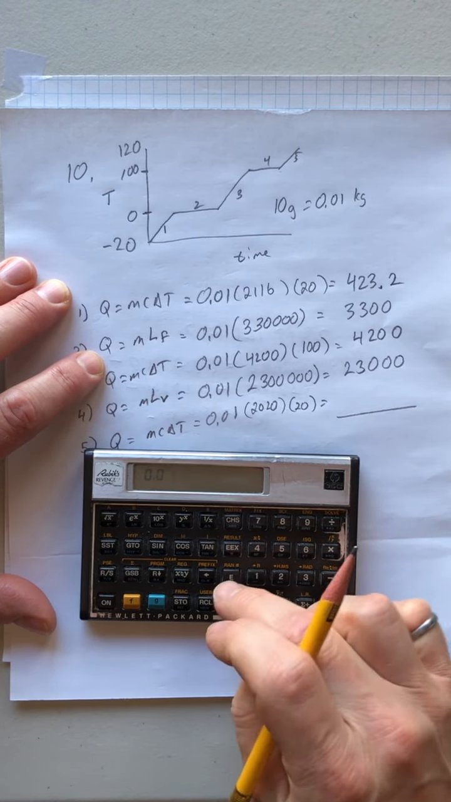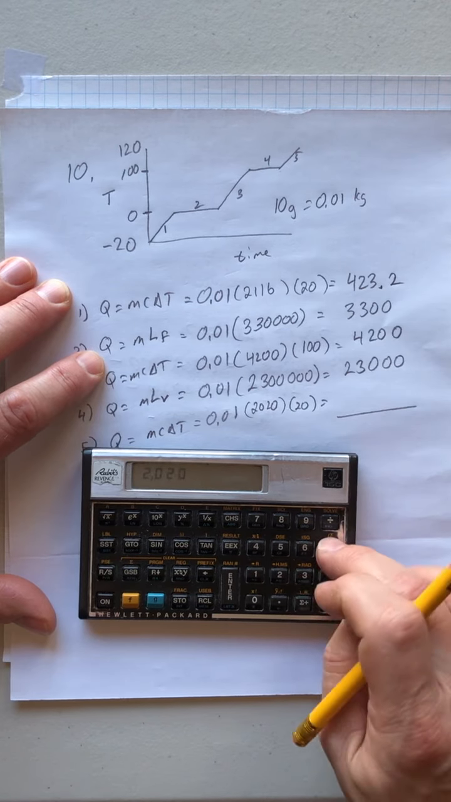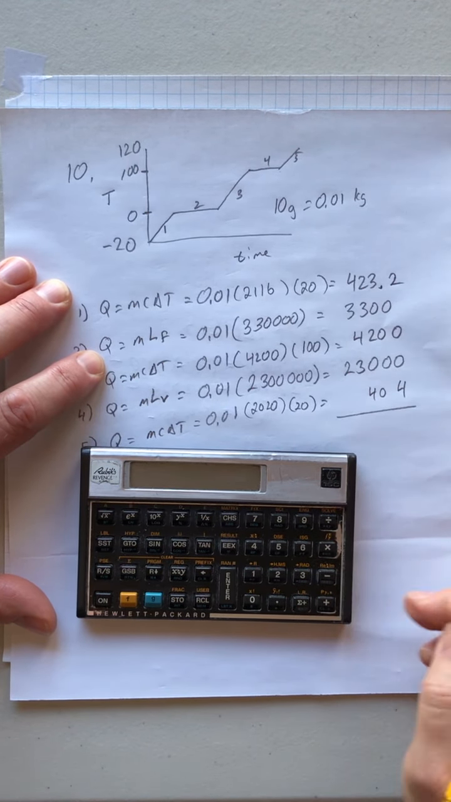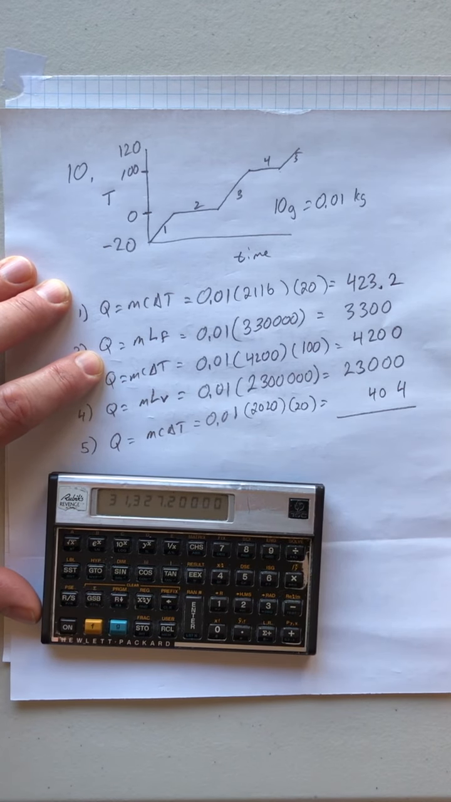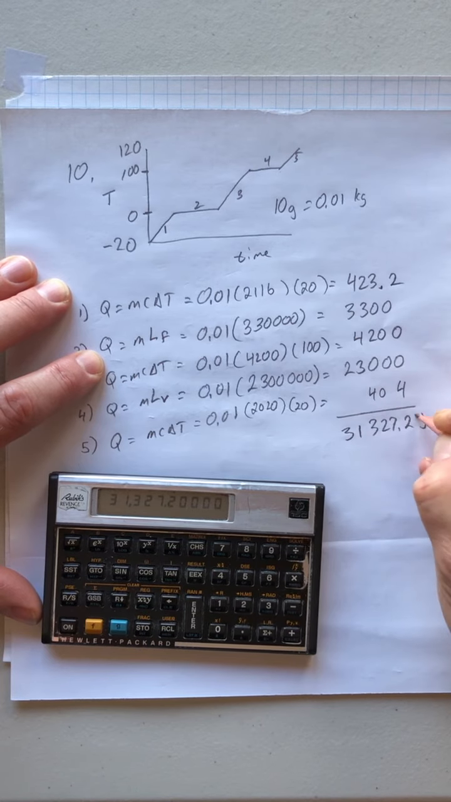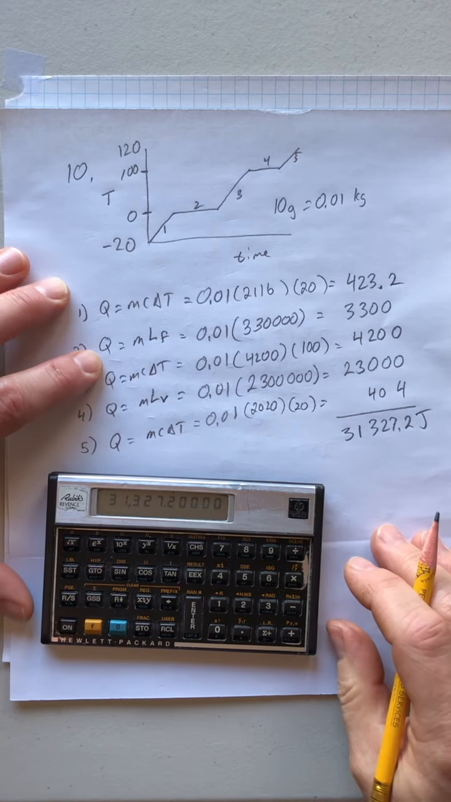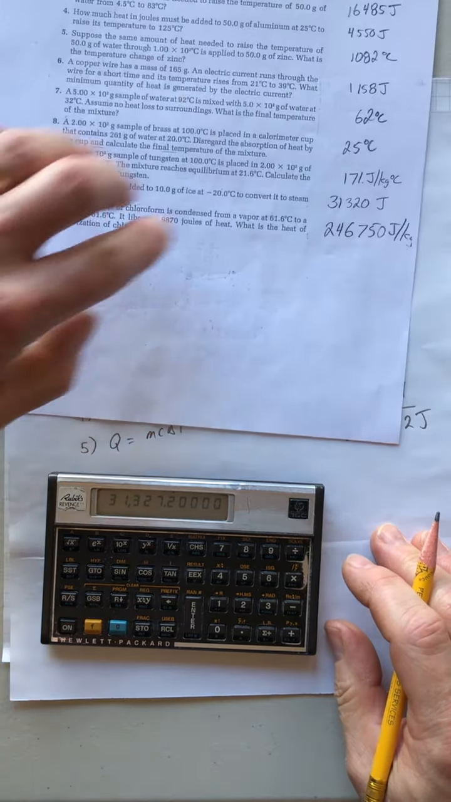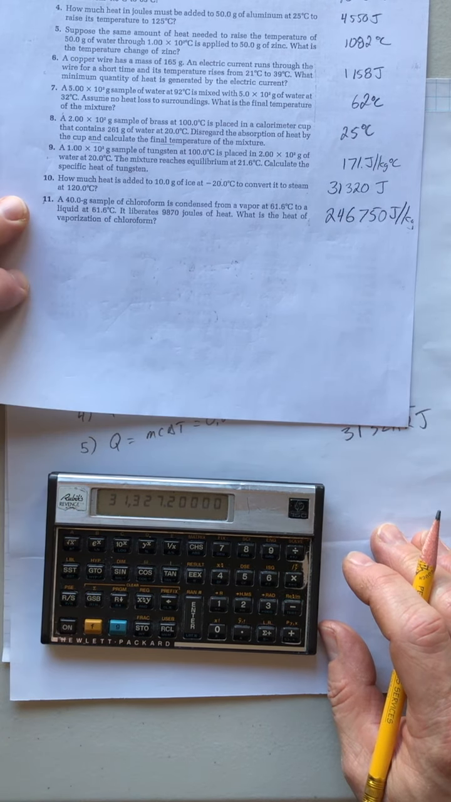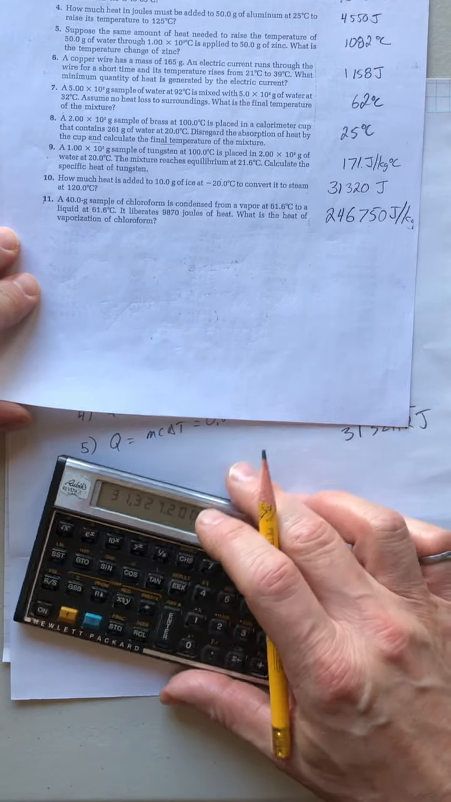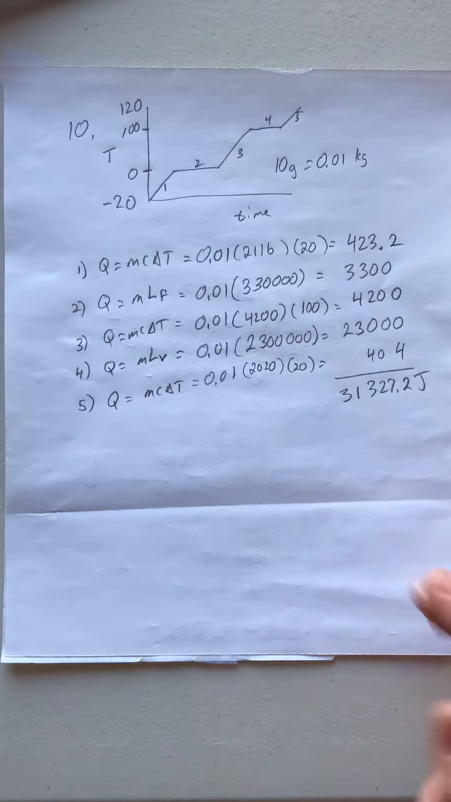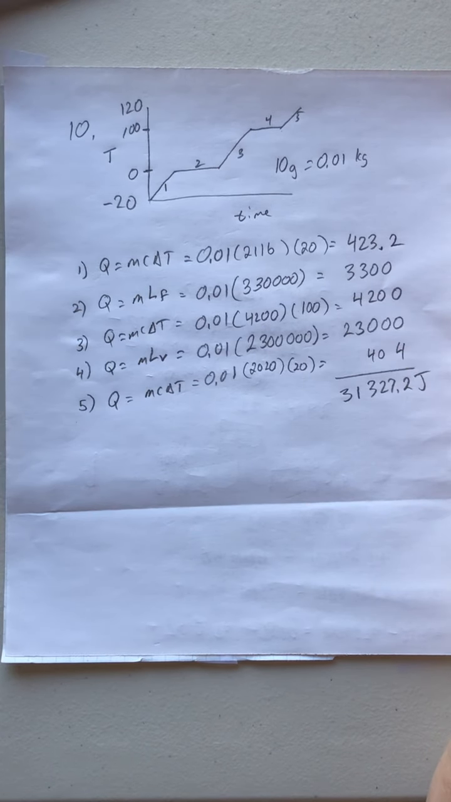And the last one is 404 joules. If I add them up for a grand total, I get 31,327.2 joules. The answer here is off a little bit, so we probably used a different c value for steam or ice. They might not have used the one from the last page. Okay, so that's the final answer there. That's a big question, maybe on a test.